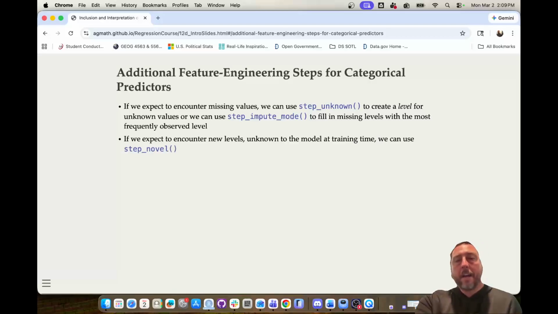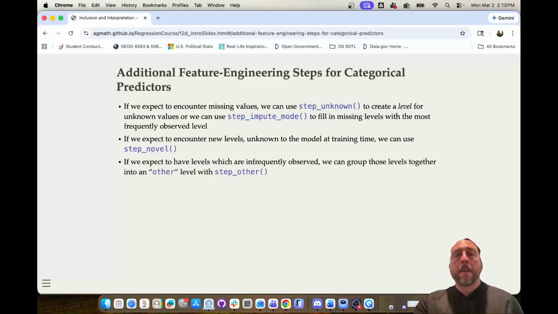Just saying, well, if you're making me guess, the most popular category is the one that I'm going to guess. We saw step novel for encountering new levels of a categorical variable. This will happen, especially when you're dealing with a data set that has lots of categories underneath a categorical variable, so lots of observed levels. So you may want to use that step to protect yourself.